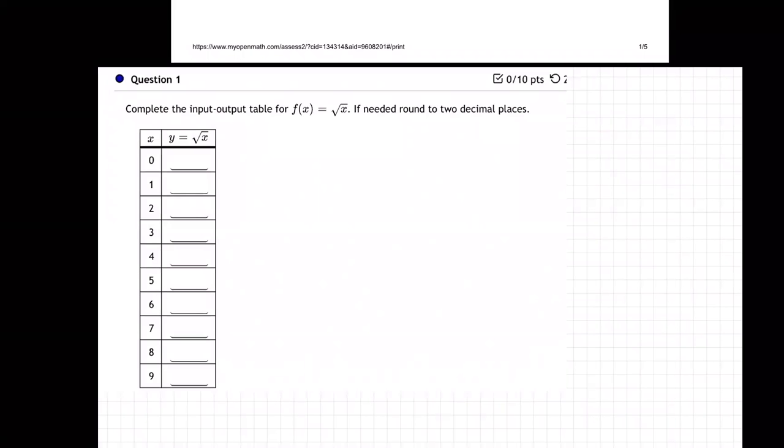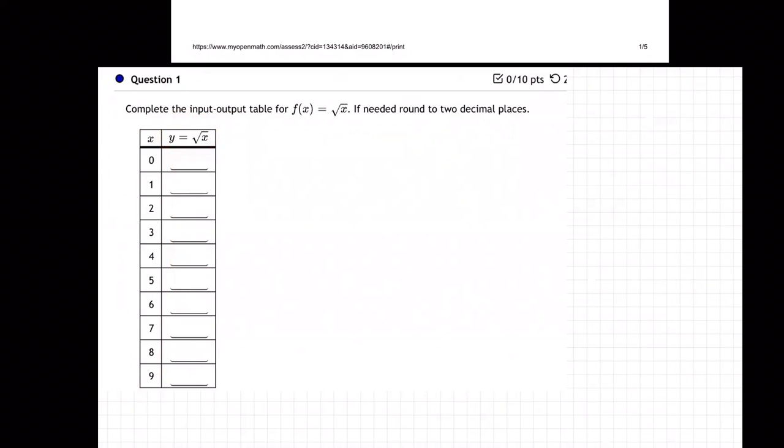Okay, so on this question, they're asking us to complete the input-output table, and if needed, round to 2 decimal places. So what are they talking about? There's a bunch of X values here, and they want us to plug each of those into the little formula right here, y equals square root of X.